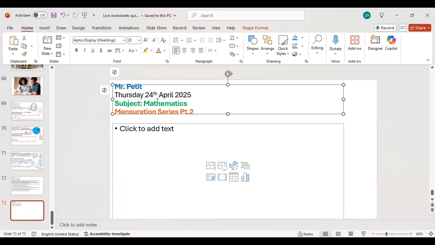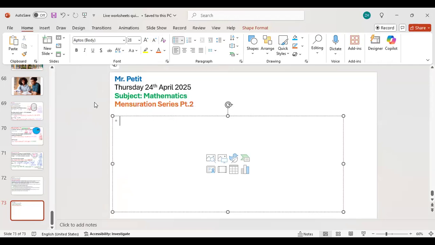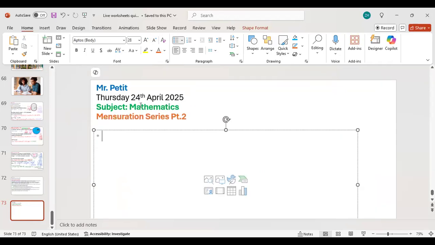All right, so first we're going to review our formulas. What is the formula for the circumference of a circle? 2 pi r. Say it again. 2 pi r. Not the area, the circumference of the circle. I think 2 pi r. 2 pi r, very good. So the formula for the circumference of the circle is 2 pi r.